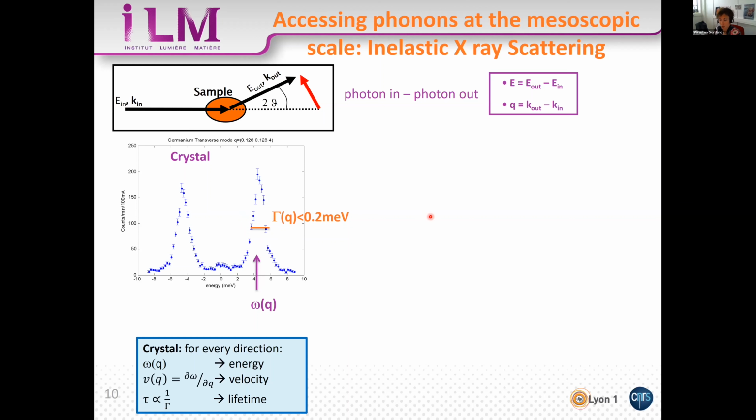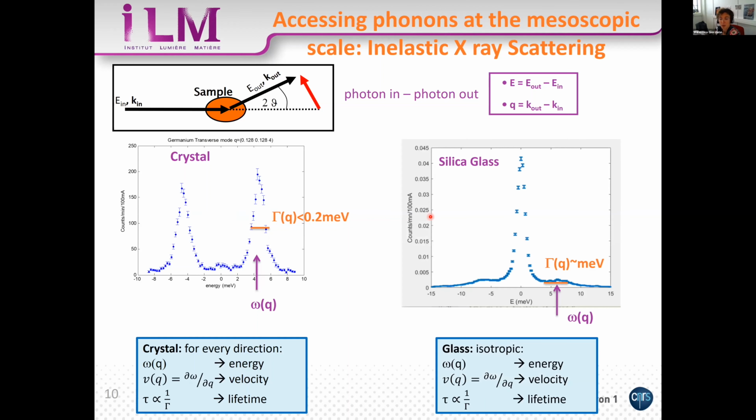What now in a disordered material? In a disordered material, we find something like this. We have a huge elastic line, which comes really from disorder, but then we still have inelastic excitations. We can then define exactly the same quantities. The real difference is that the broadening is now much more important, being at least one order of magnitude larger than in the crystal.